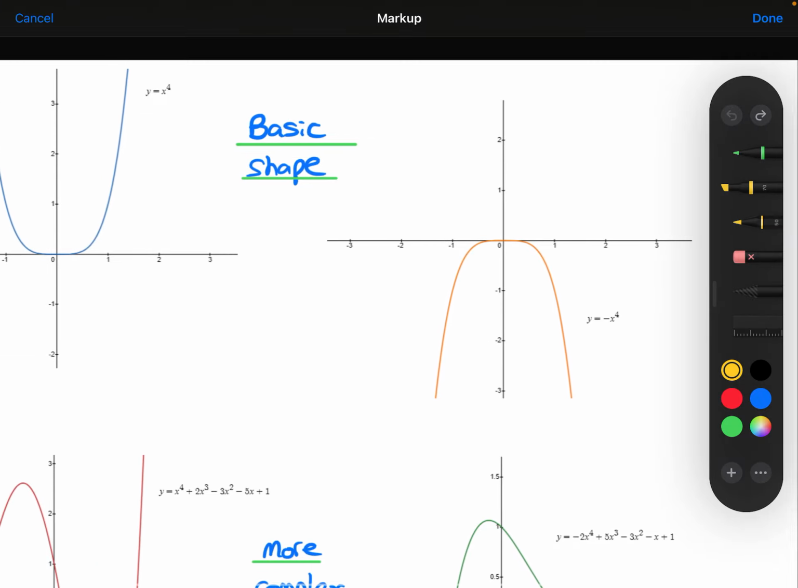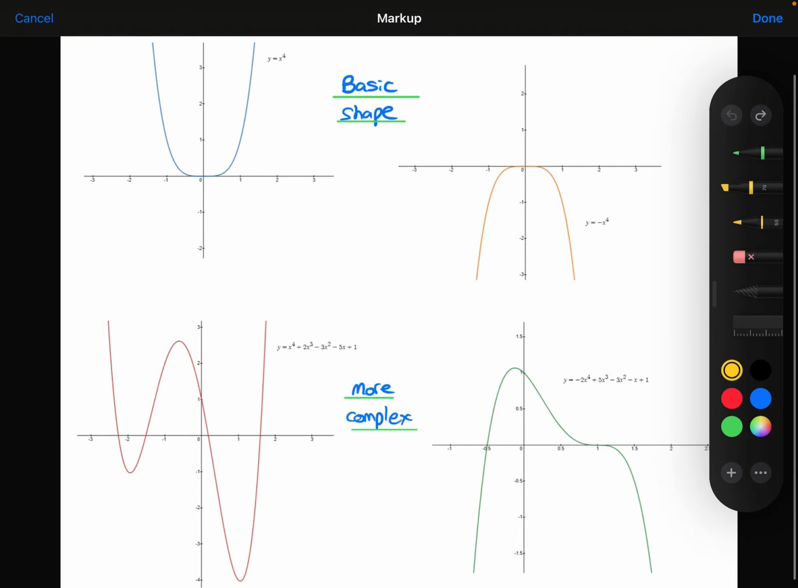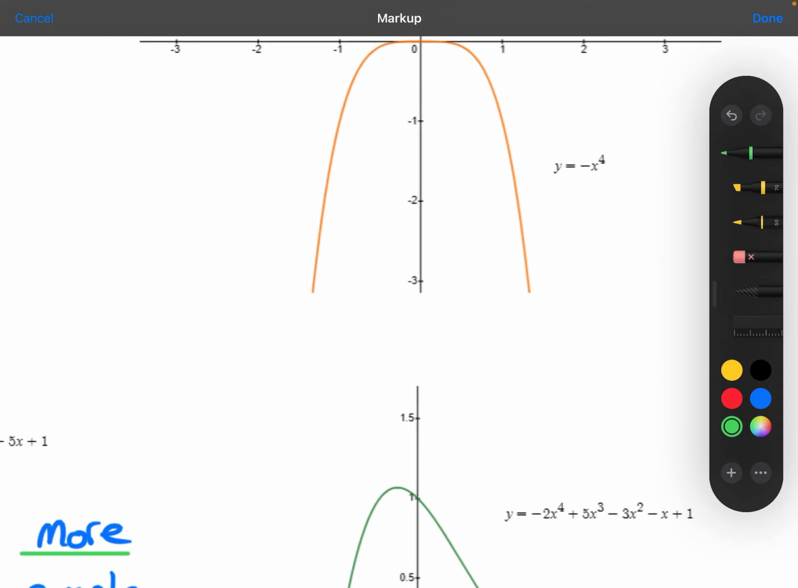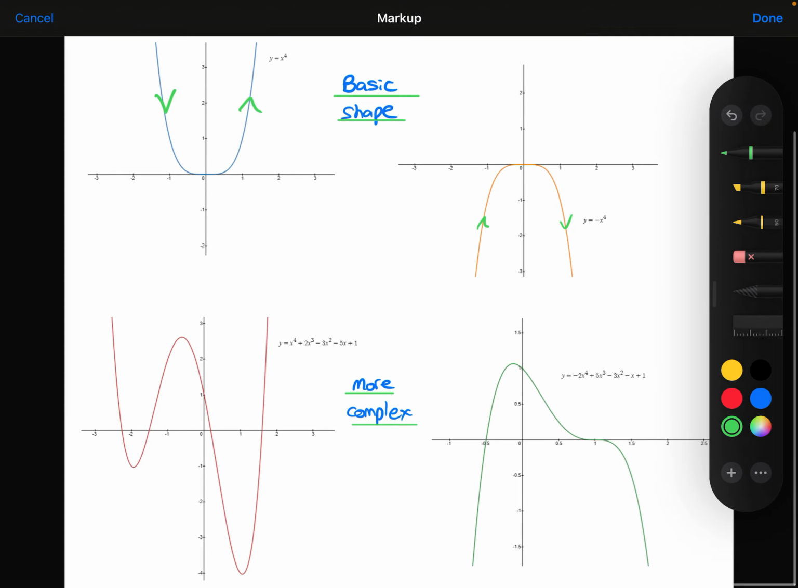If we had a minus x to the power 4, it looks like that. So in terms of just general directions, they're similar to quadratics. The positive x to the power 4 starts going down, then goes up. The negative x to the power 4 starts going up, then goes down. We'll talk more about directions a little bit later in the video in a shortcut. A little pattern you can spot.